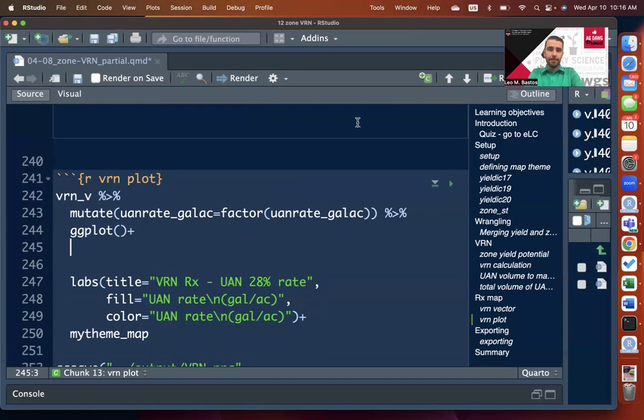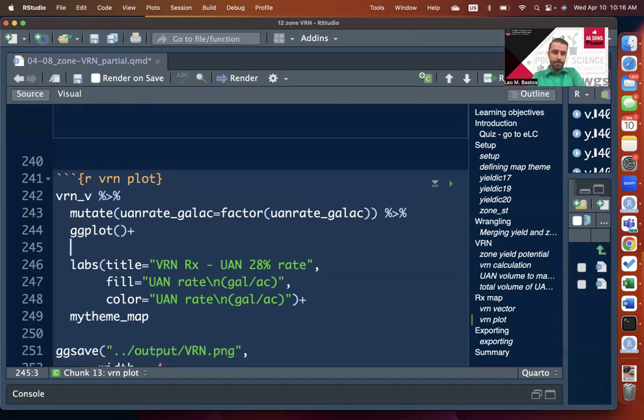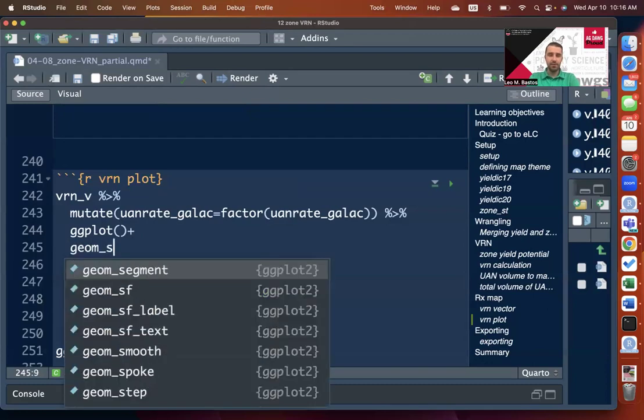Clint, what do you think? Would it be a geom SF? Yes, that's correct. So let's go ahead and do a geom SF.